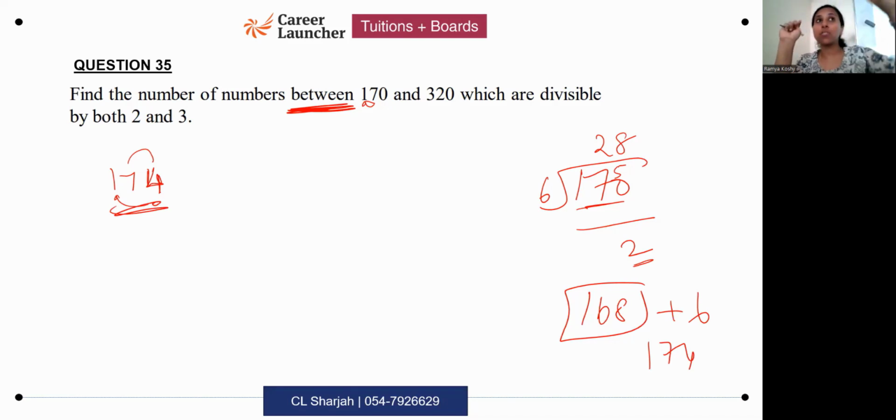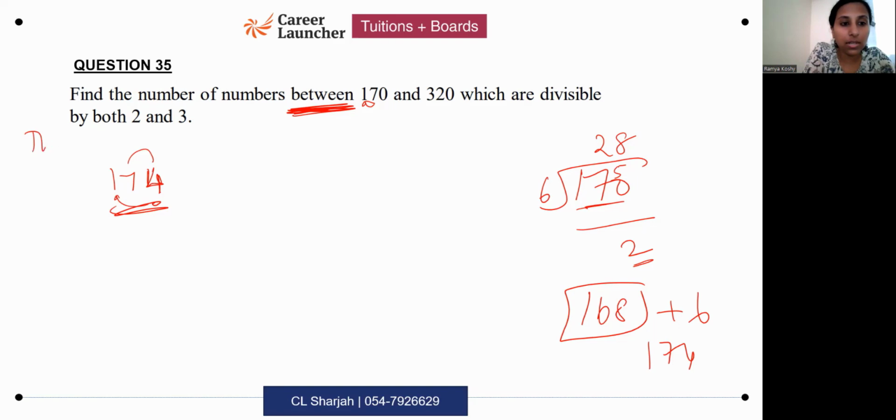So I hope you understood two things. One, why am I doing 6? When a number is divisible by both 2 and 3, it means the number is divisible by 6. That's the reason I'm finding numbers divisible by 6. Second point, the use of the words between and from. Okay, be very careful about that. After that, what do we have? You need to correctly find the first term which is divisible by 6.